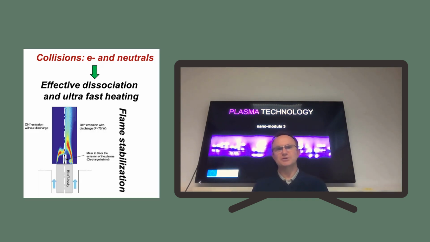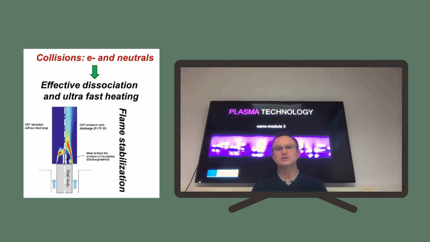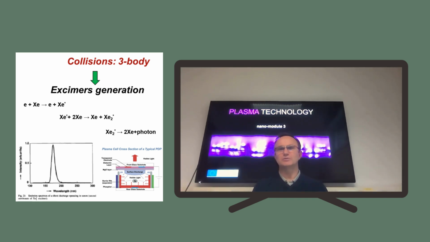We also have collisions between electrons and neutrals, and they are typically very efficient for dissociation and ultra-fast heating. That heating happens much faster than is typically achieved by any other means and can be used for flame stabilization. The last kind of collisions are collisions not between two particles but between three particles, what we call three-body or multi-body collisions. An example of an application of plasma dominated by three-body collisions is the formation of excimers.